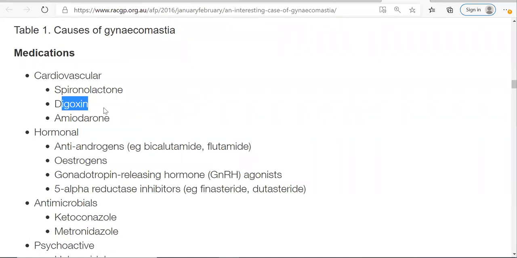Most important is spironolactone. Most common will be spironolactone. That's the most likely cause. And most of the time, this drug-induced gynecomastia is bilateral, but it can be unilateral as well.